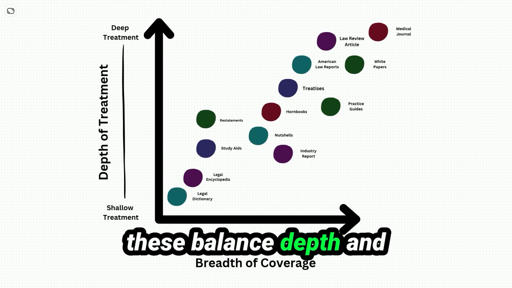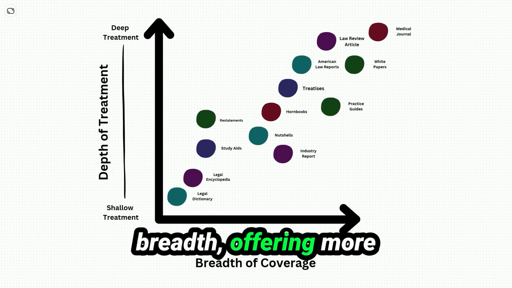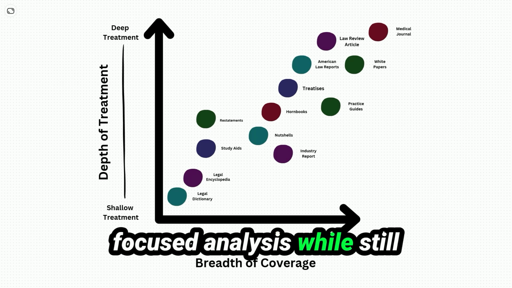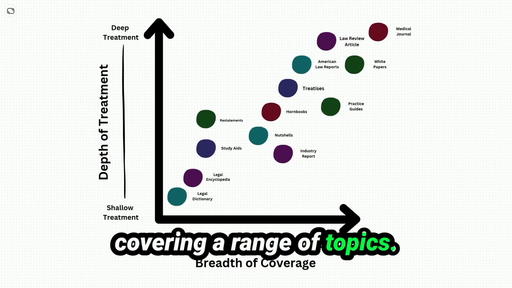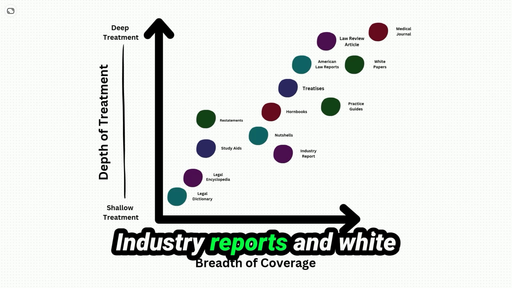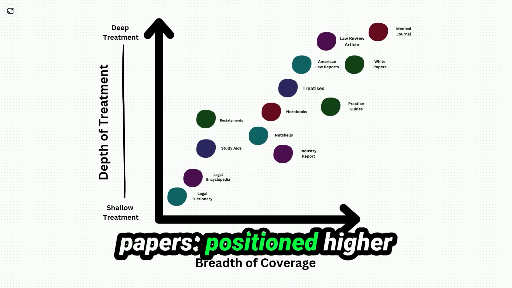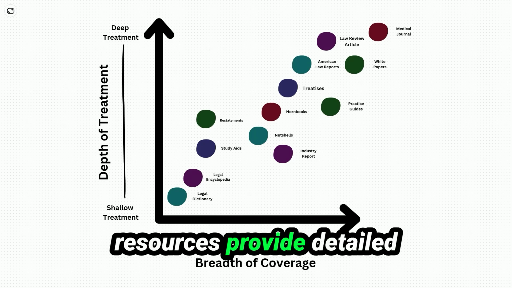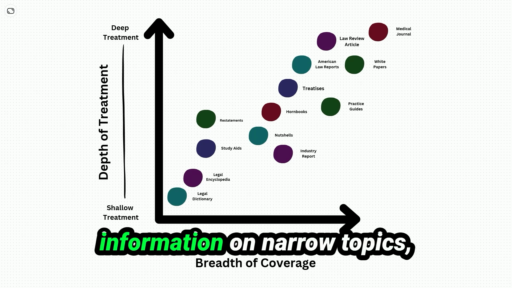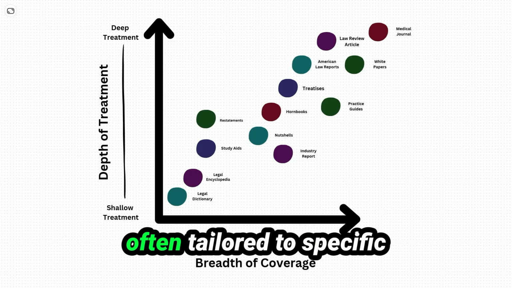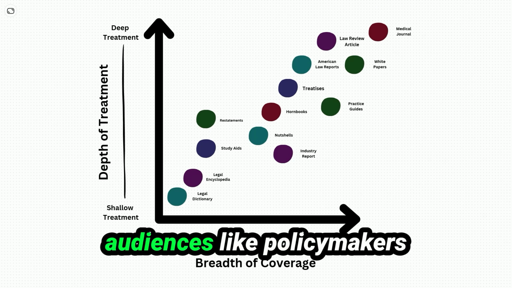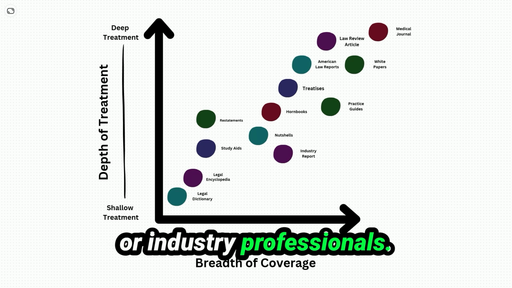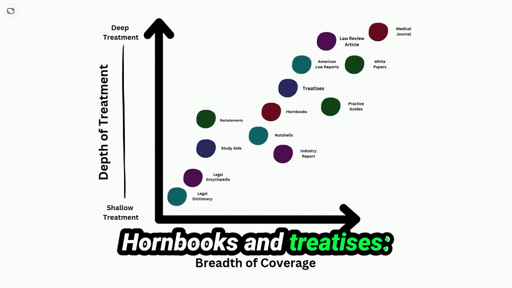Legal encyclopedias and practice guides. These balance depth and breadth, offering more focused analysis while still covering a range of topics. Industry reports and white papers. Positioned higher on the depth axis, these resources provide detailed information on narrow topics, often tailored to specific audiences like policymakers or industry professionals.